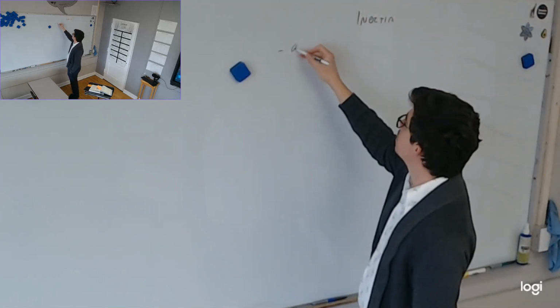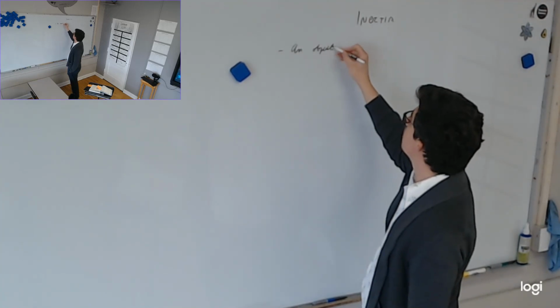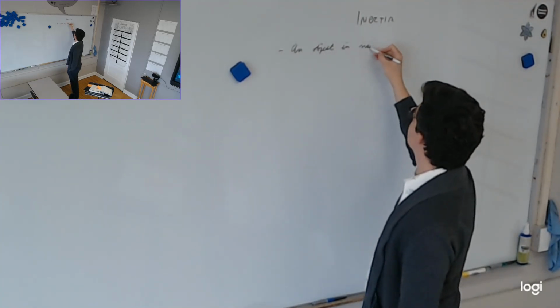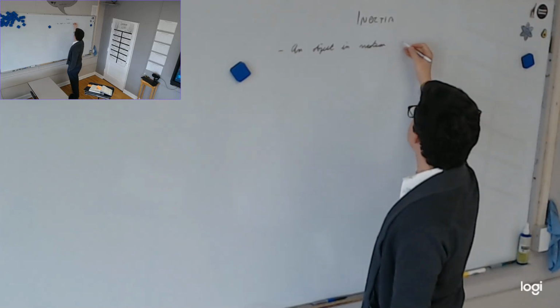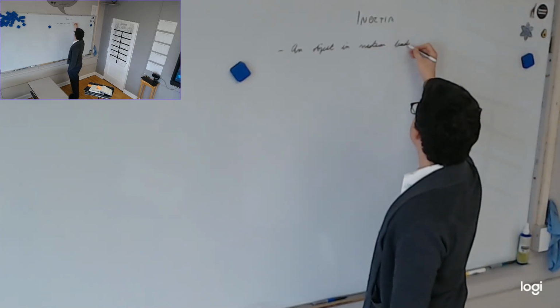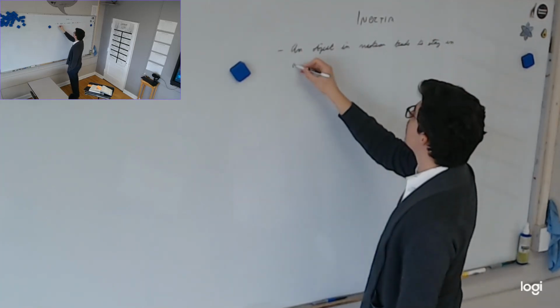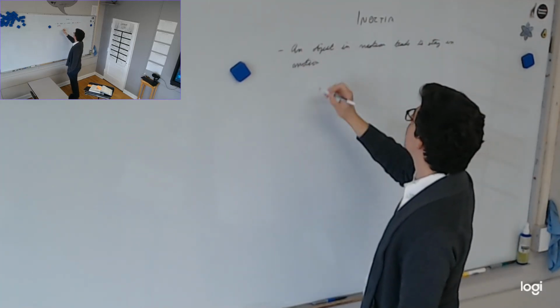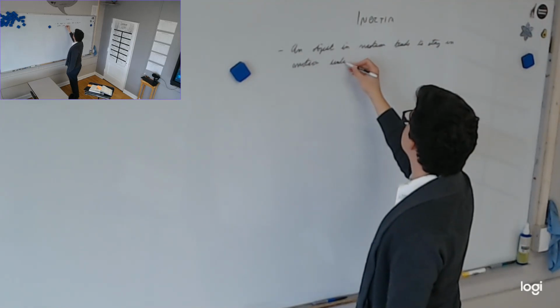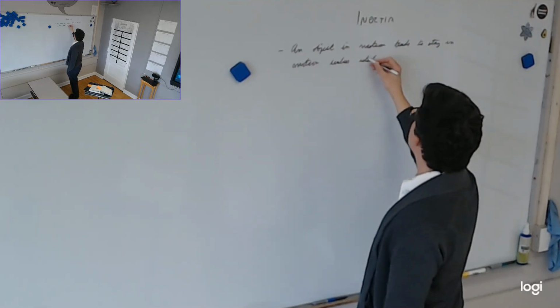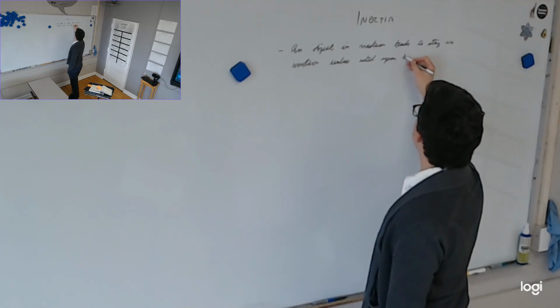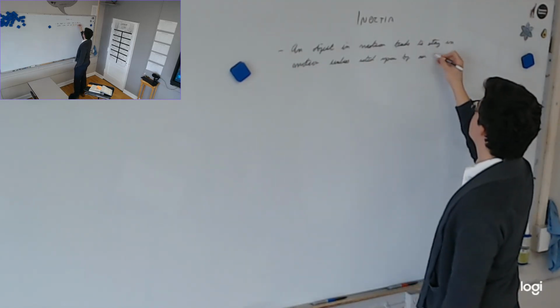An object at rest. In motion. Let's start with in motion. That's the way I've always heard it started, but it doesn't really matter. An object in motion tends to stay in motion unless acted upon by a force, or let's specify, by something else.